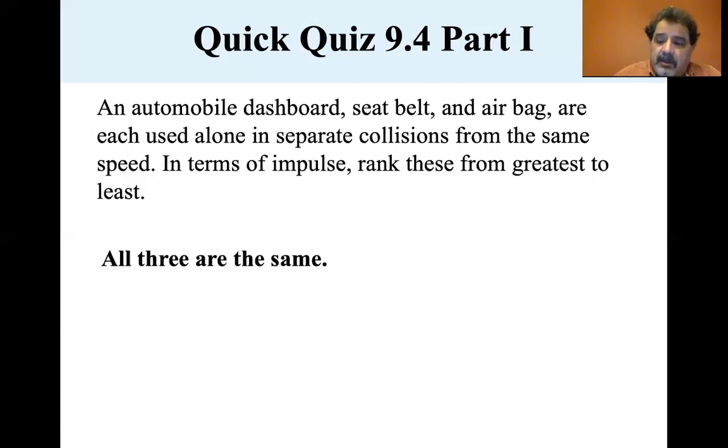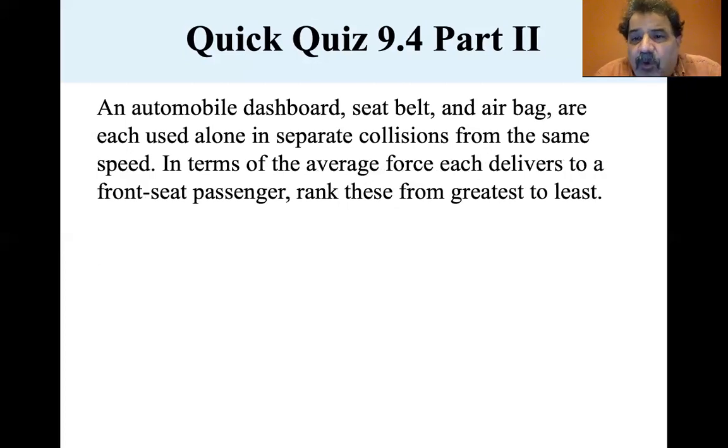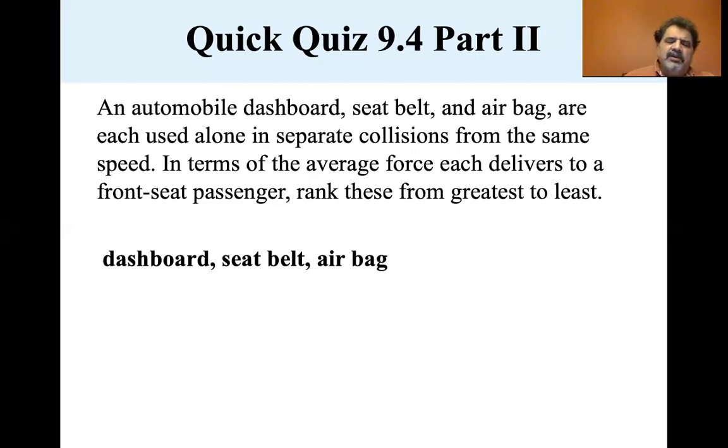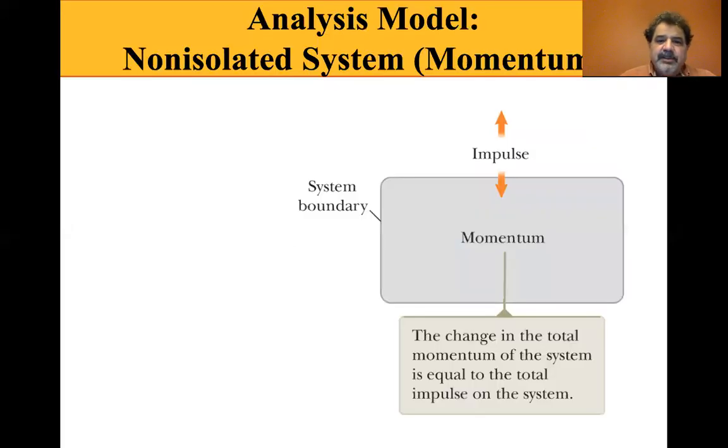Now, in terms of the average force each delivers to a front seat passenger, rank these from greatest to least. It's probably the greatest is the dashboard. Back in the day when I was a kid, dashboards were metal. Then they started putting foam pad on them, exactly for that reason of increasing the delta t. So from greatest to least, the dashboard is the greatest, then the seatbelt, then the airbag. Each one of those has a larger delta t. The larger the delta t, the lower the force.